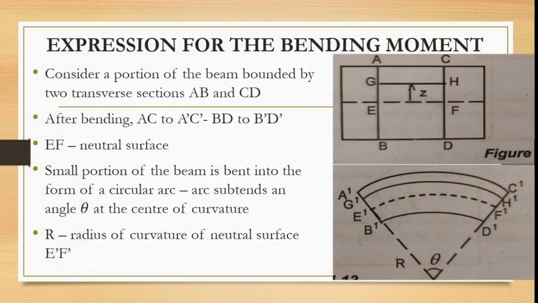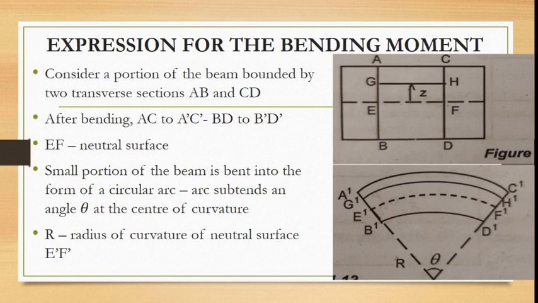For that, we are considering a beam, as you can see in the first picture, and we are considering only a small portion of the beam bounded by two transverse sections AB and CD. That means we are just considering a small portion of the beam included by AB and CD.